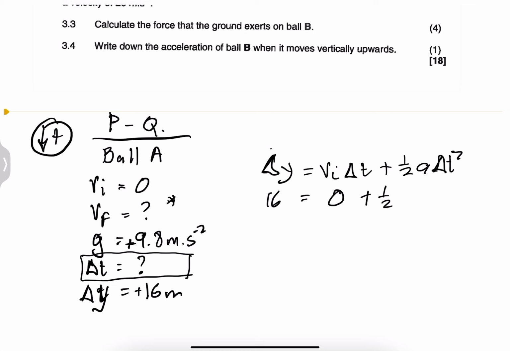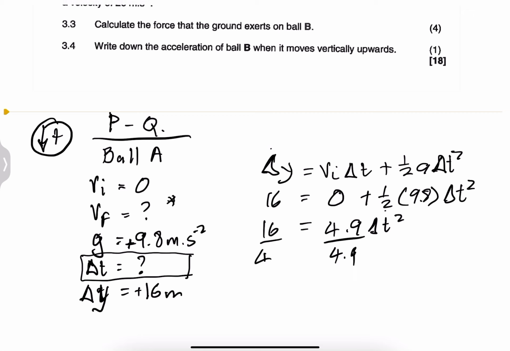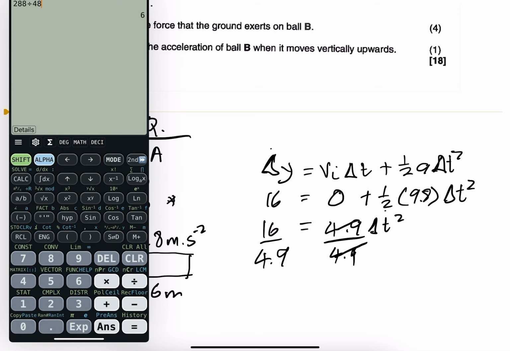So that's half of, our a is positive 9.8, and we're looking for time. Half of 9.8 is 4.9 delta t squared, which is equal to 16. So we'll divide both sides by 4.9. That gives us 3.2.